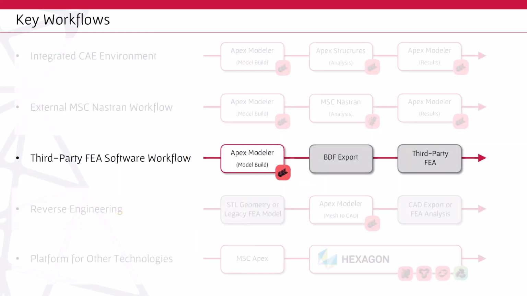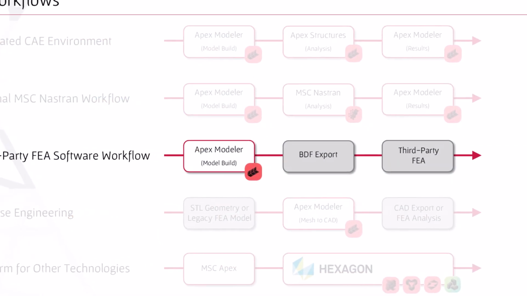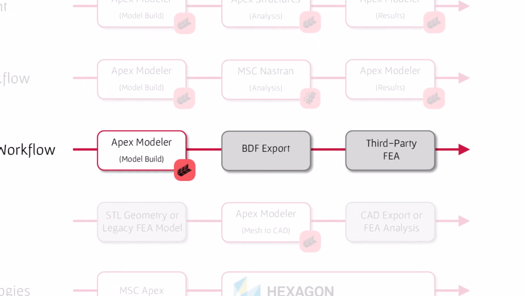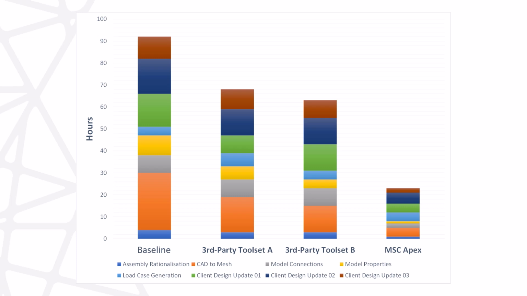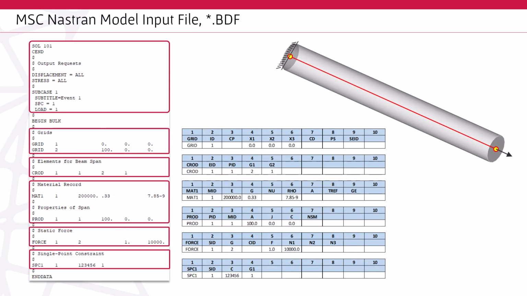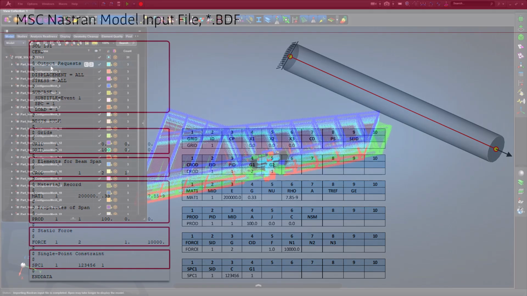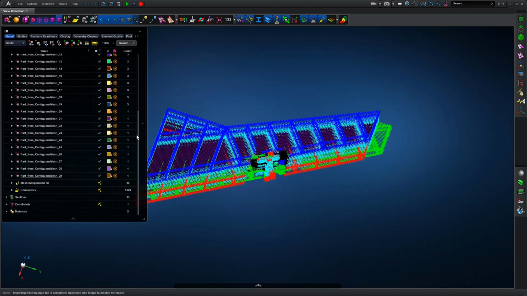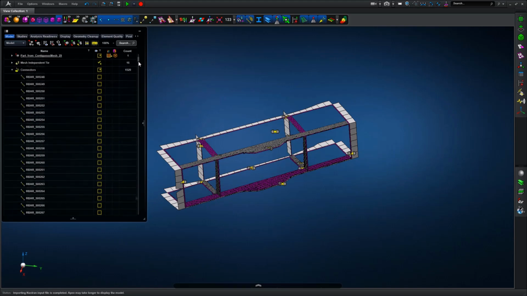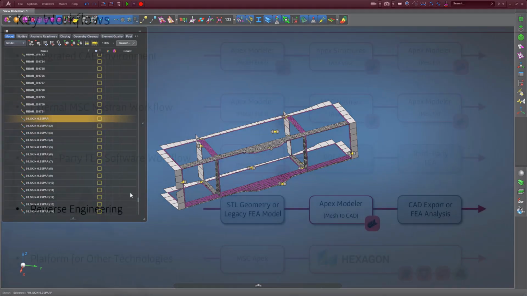Even if your projects require third-party FEA tools, Apex can optimize your model building process. Compared to legacy tools like Answer, FEMAP or HyperMesh, Apex users have reported up to a 10x productivity gain. Apex's common BDF export format and user-friendly interface make it a powerful addition to existing tools like Abaqus and Ansys, allowing new users to quickly become proficient.